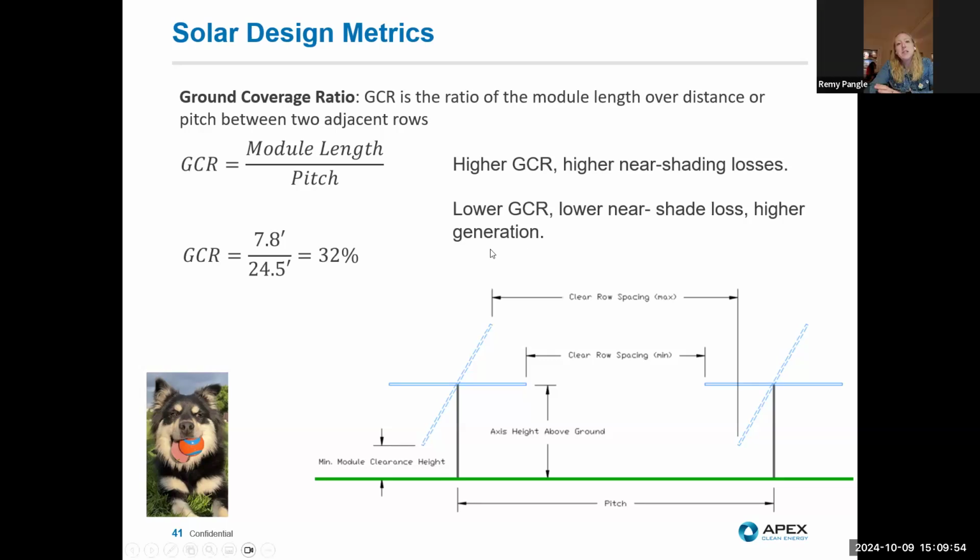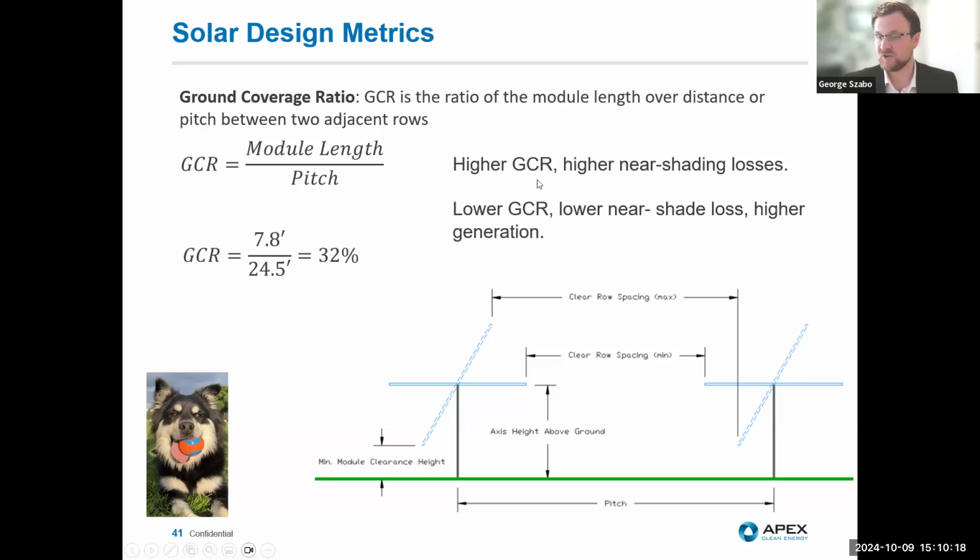But it's less bad than if it was shaded, because if it was shaded, it would be even less. Yes, exactly. It's an overall net gain. But the closer your racks are together, the earlier that backtracking algorithm has to kick in. So with a higher GCR, you get higher near shading losses.